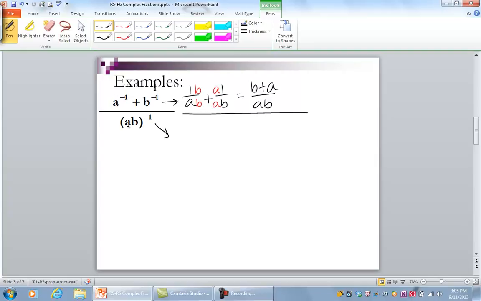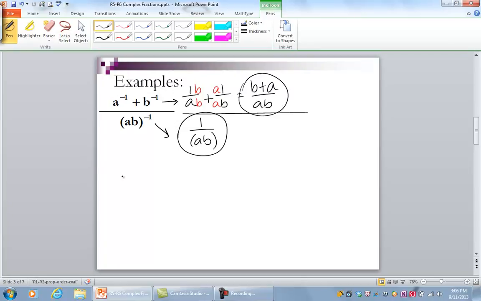And all I'm going to do there, again, it's a negative exponent, which means it is 1 over the quantity ab. Okay? So if you look at what we have now, we have a fraction divided by another fraction. So we simplified the top into one fraction, we simplified the bottom into one fraction. Now all we have to do is flip and multiply, and then we're there.